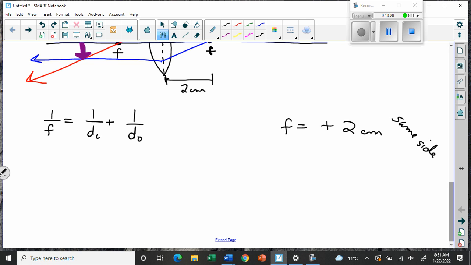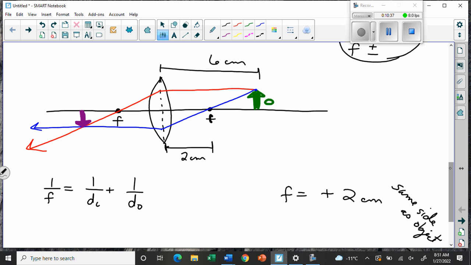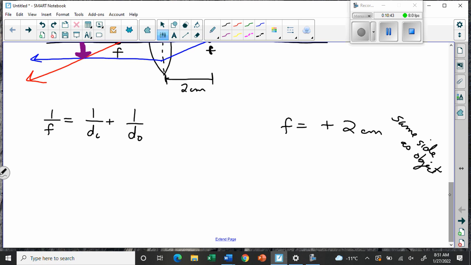Right? The F I'm using is on the same side as the object. So in math, pluses and minuses are telling the math where things are. Same sides should have same signs, and opposite sides should have opposite signs, okay? So let's use a 2 and see what happens. Let's just put that in there.